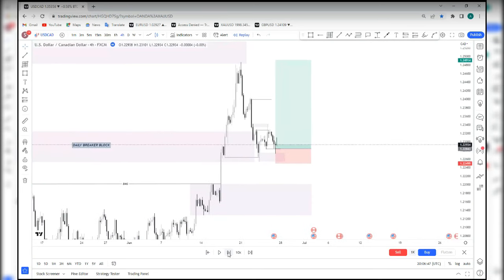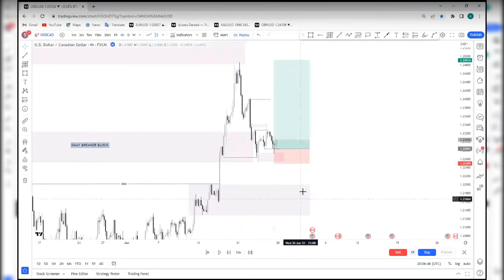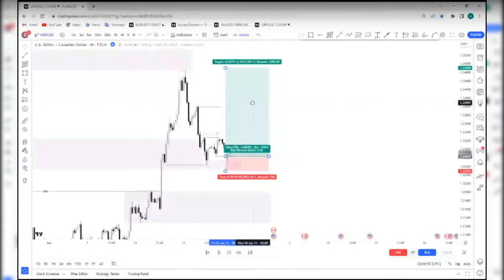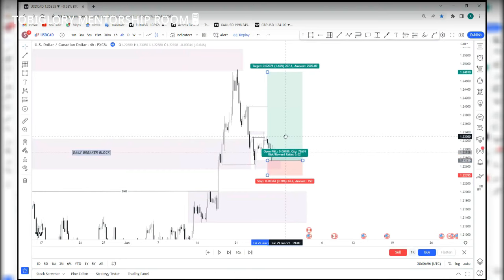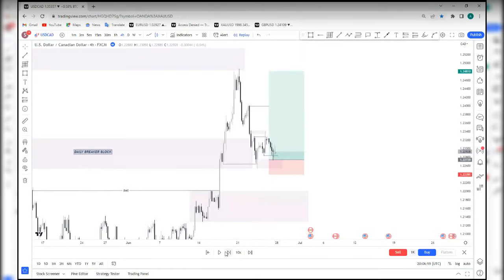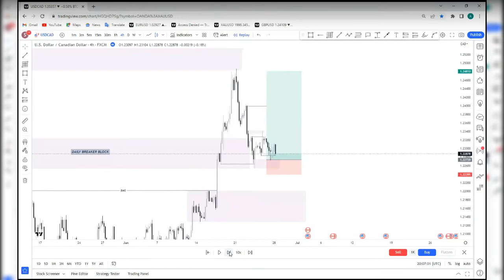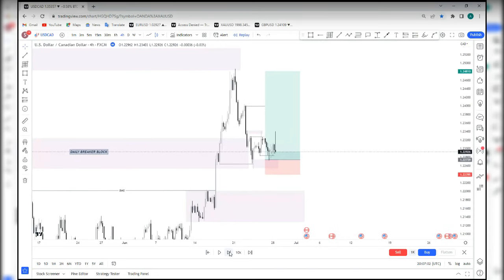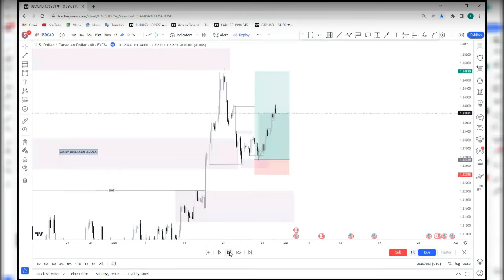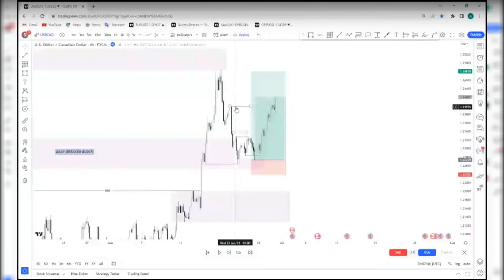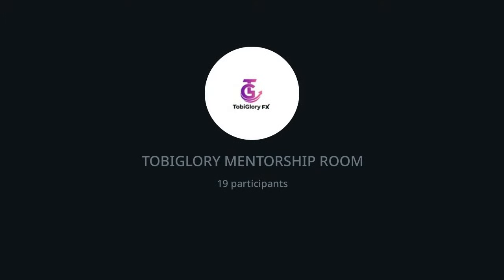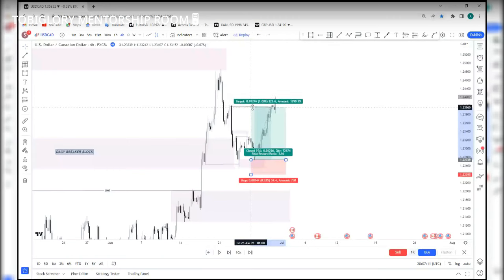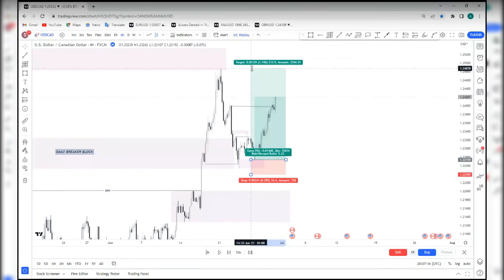Let's continue. A sell. Can you see? Price used this place as inducement for this. You can see. And let's see. First target, yeah. How many pips? 122 pips. Can you see? Then the next target, this high.